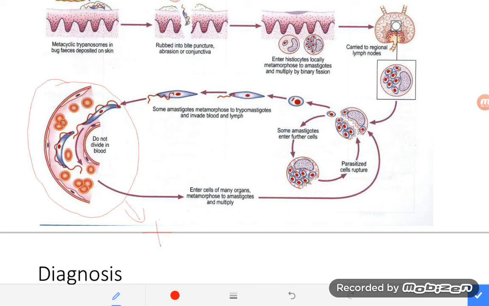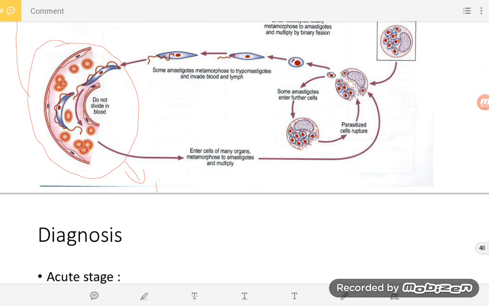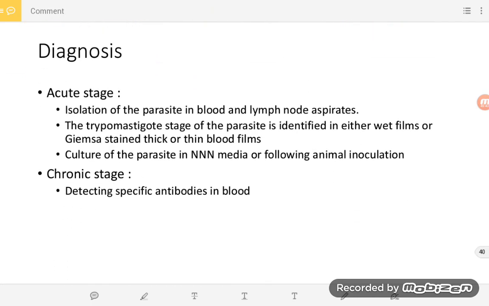So again, it enters into the vector, and there are some modifications, and only then will it infect you. Right, diagnosis. Acute phase: isolation of the parasite in blood and lymph node aspirate. So here you can use the blood and the lymph node for identification.